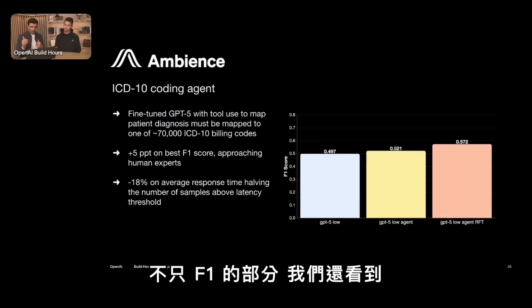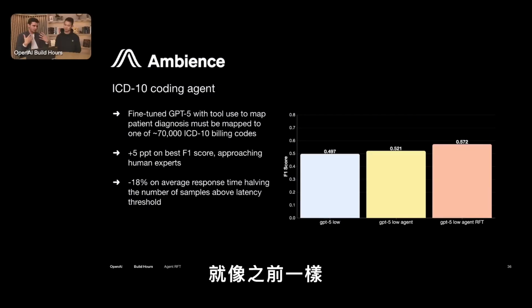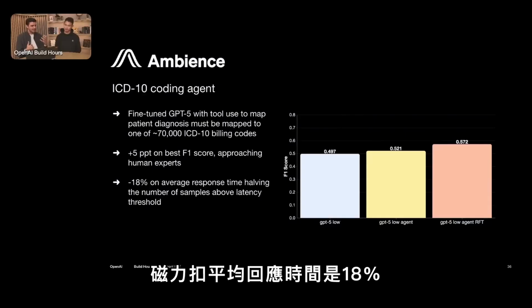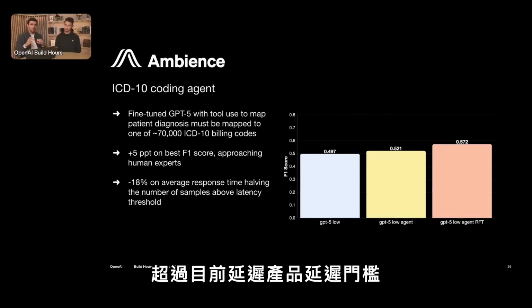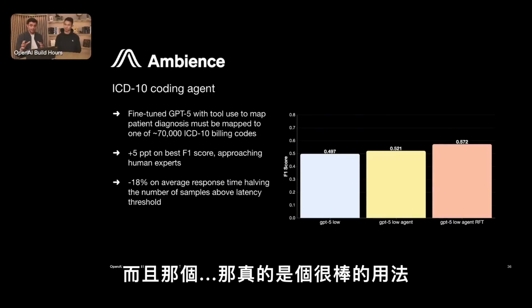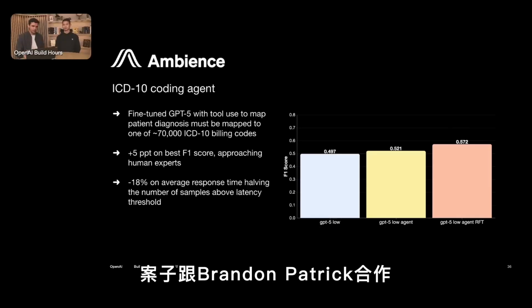And not only are we seeing this increase in F1, the fact that we are fine-tuning, as we've seen during the whole session, also allowed them to reduce the latency. And so there's a minus 18% average response time, and that actually halves the number of samples that are above their latency threshold in the product. So that was a great use case, and it was great working with Brandon, Patrick, and the team.